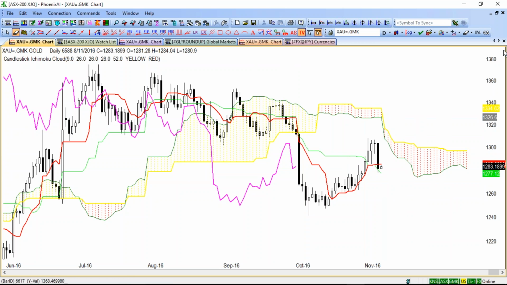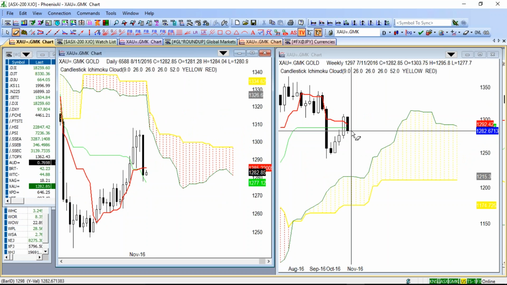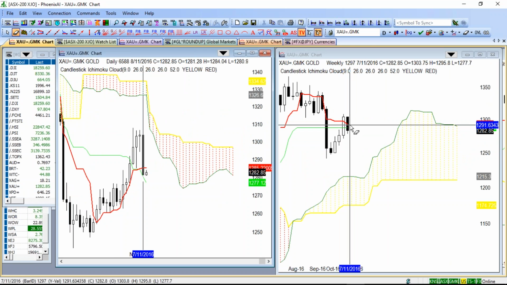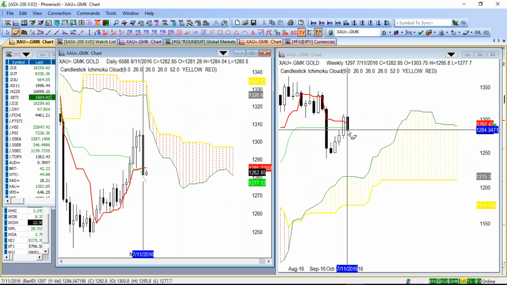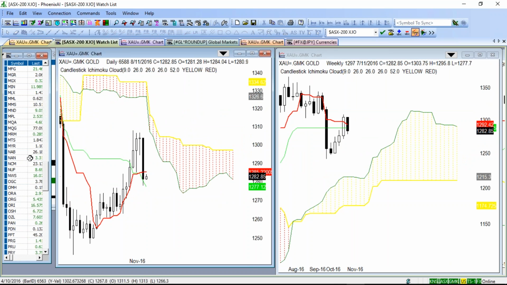All the daily action, the most important simple observation, is that the daily action is below the cloud. It is quite bearish. The weekly action of gold is above the cloud, and can be considered quite bullish, except that it's starting to break below the first levels of support and resistance along the way. And I'll finish off with Newcrest.